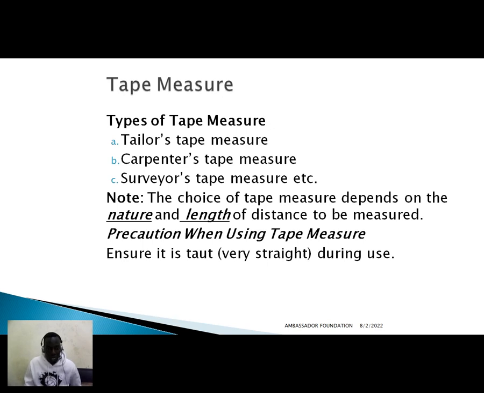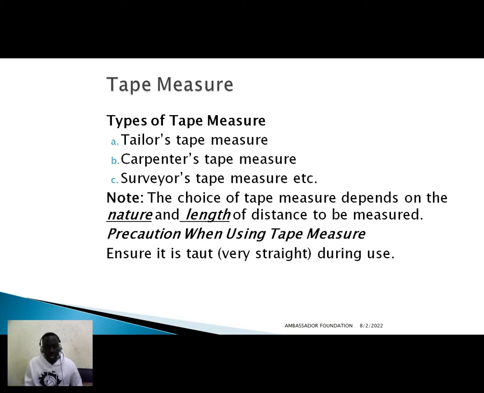Now, I think I will check on tape measures today. Then we are done with length. I mean, we are done with meter rule. We are not yet done with length. So tape measures, we have three of them. We have the tailor's tape measure. This one is used when you are going to know the diameter of your waist, your length, your chest for your shirt to be made.